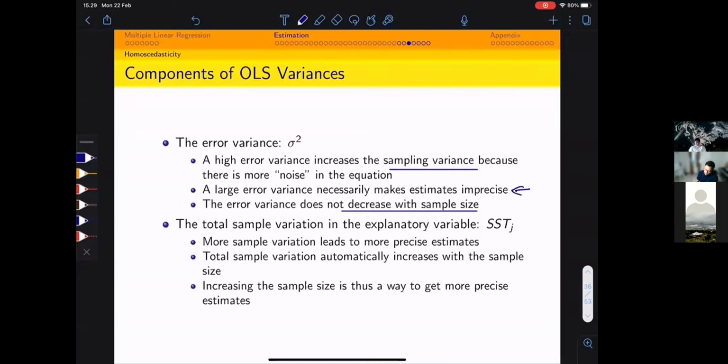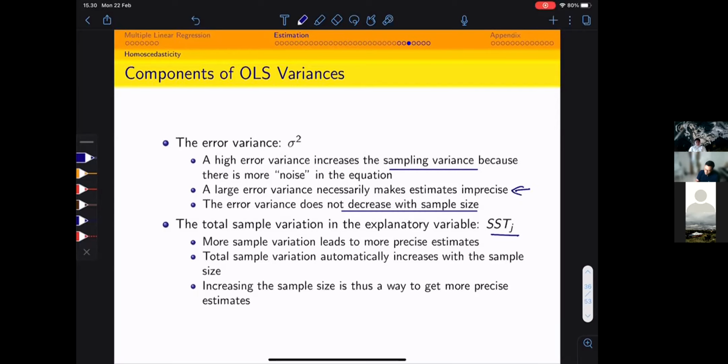Now, the total sample variation in the explanatory variable, which is the SST_j, so more sample variation leads to more precise estimates. Again, if you have a higher variation of the variable of interest, then the precision of the estimate is going to get larger. Why? Because the variance and the standard error are going to be lower. Total sample variation automatically increases with the sample size. So if you have more sample, you have more variation in X, and the variance is going to go down.